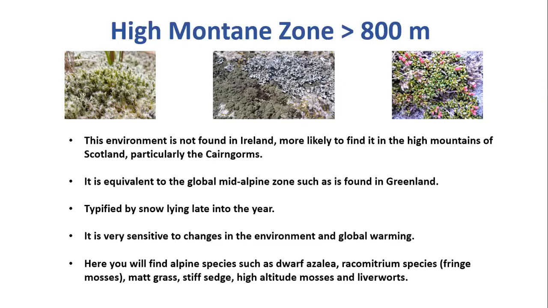Mat grasses again, stiff sedge, which is a high altitude sedge, and then high altitude growing mosses and liverworts. So it's a very tough environment. Snow lying a lot of the year, very cold, very windy. The plants have to deal with the water in the form of ice for a good part of the year. So for a good part of the year, the only water is frozen solid. So they really had to have special adaptations for that.